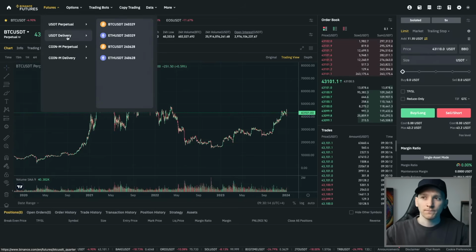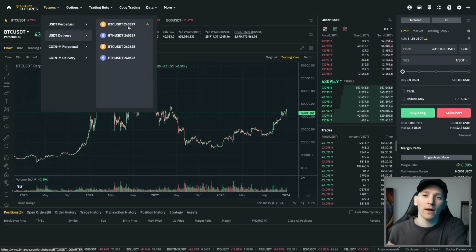Delivery futures have an expiry date, and so you are trading for that expiry date. So with delivery, you can say, by this date right here, which actually is 24, so that's the year, 03 is March, and then the day is 29. By this date, what do I expect the price to be?